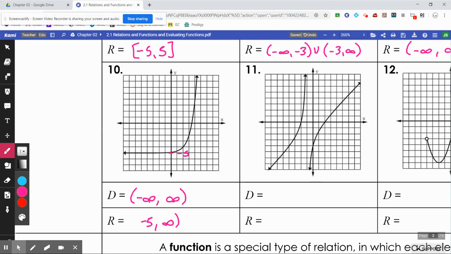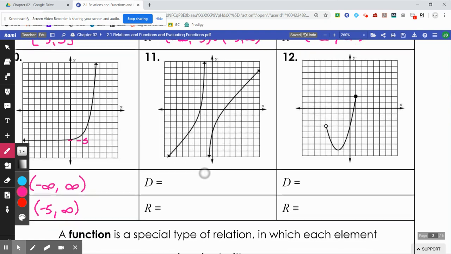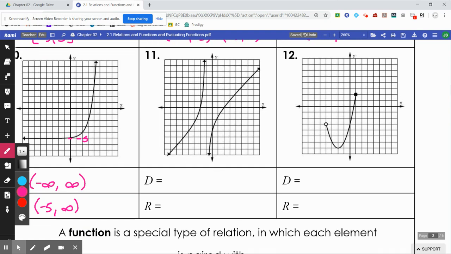Now, again, the question is, will I include negative 5? And the answer is no, because it doesn't get there. It comes down and it levels out at negative 5, but it never touches it. It never crosses it.